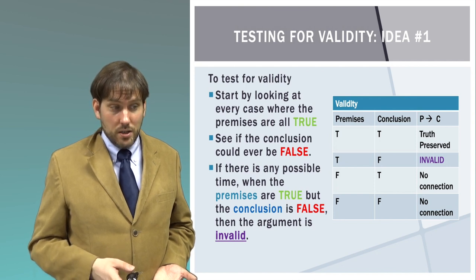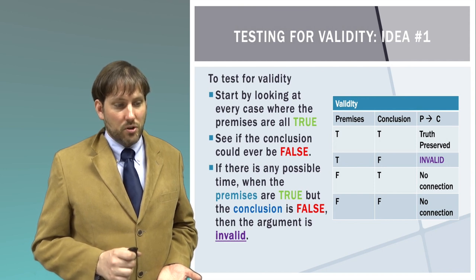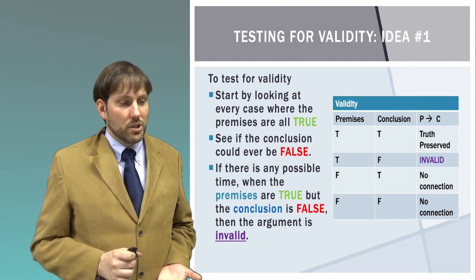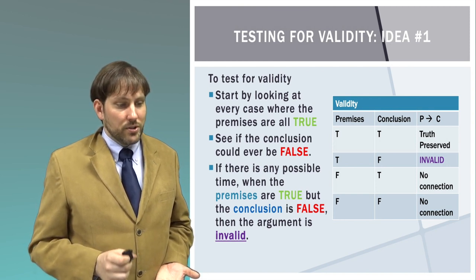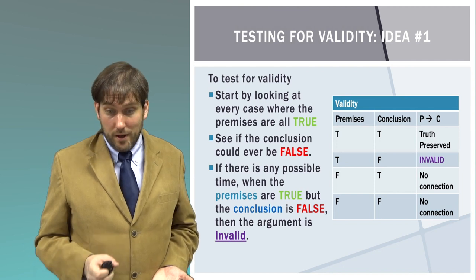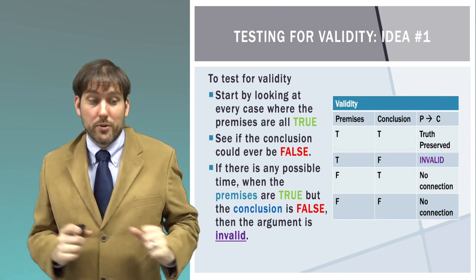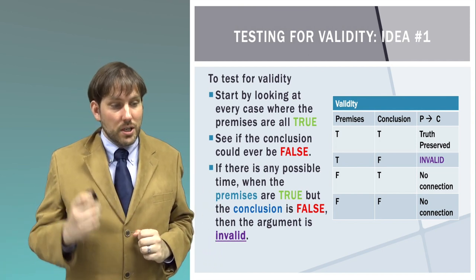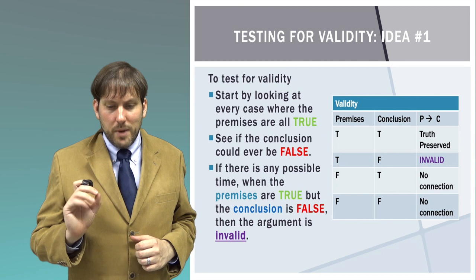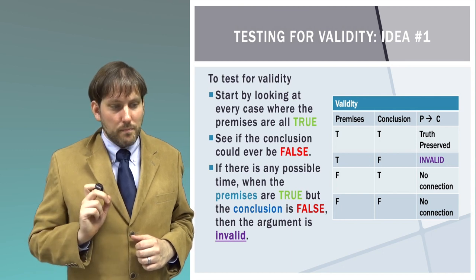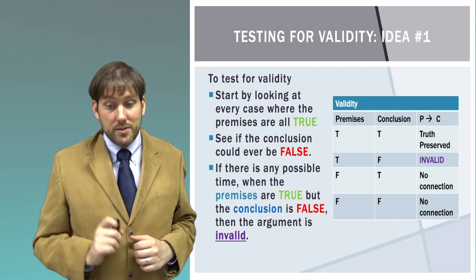So to test for validity, we need to figure out something. We're going to start by looking at every case where the premises are all true. We're going to see if the conclusion could ever be false when the premises are all true. If there's any time when the premises are true but the conclusion is false, the argument is invalid. Why? Because this means that even though we give it true premises, we don't know whether or not our conclusion will be false. So in validity's case, if all premises are true and the conclusion is true, this makes the argument potentially valid. If all premises are true and the conclusion is false, this means the argument is invalid.